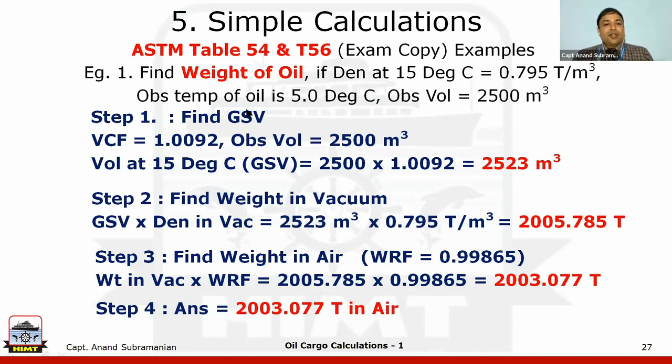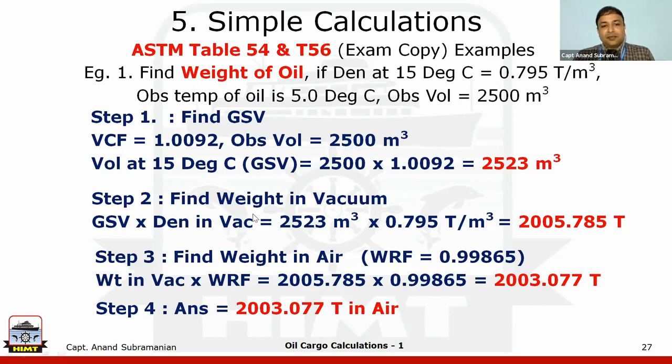So the first step is we find out the GSV from the given values. Now, GSV means what? I have to convert the volume at the observed temperature, 5 degrees Celsius, to volume at 15 degrees Celsius. That is what is called the volume correction factor. In our examples, for this 5 degrees Celsius and this density of 795, the VCF happens to be 1.0092. So to find the volume at 15 degrees Celsius, multiply 2500, the volume at observed temperature, with the VCF at that observed temperature, and we get a figure of 2523. So far, so good?